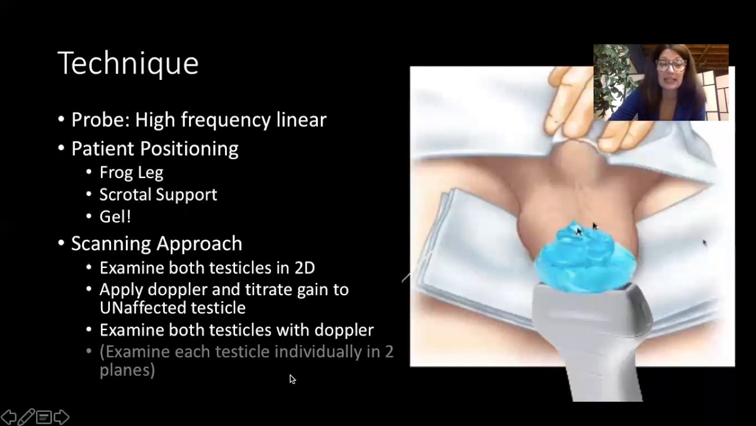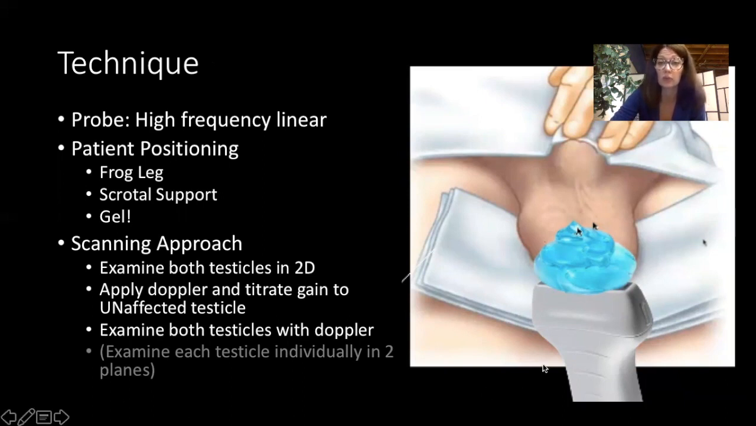So the technique, we use a high frequency linear probe, and the most important thing is getting the patient really comfortable. So I will sometimes give them morphine even before I do the scan if I see they're really having pain out of proportion, because it's going to optimize getting the best view. I get them in a frog-leg position, so that's with the knees open, and then I get a scrotal support underneath the scrotal sac so they're more comfortable, and then one on top to drape for their privacy. And then I use the most amount of gel possible so that it's as comfortable as possible.